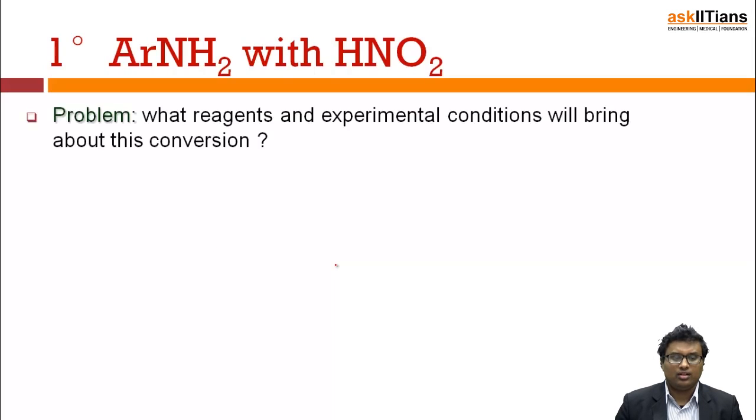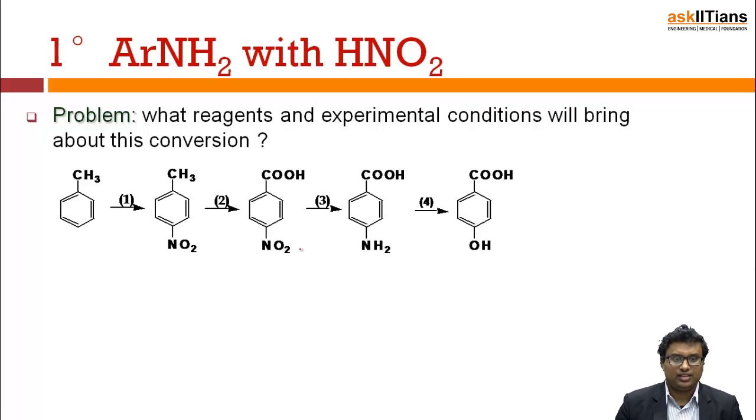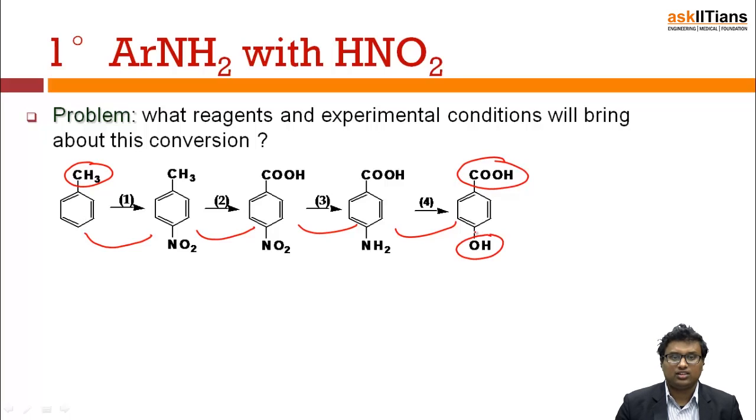So there is a problem here. What reagents and experimental conditions will bring about the conversion? For example, you have CH3, I should convert it into CH3NO2. CH3NO2 will convert into COOH and NO2. Then it converts into COOH and NH2, COOH and OH. So the important concept is that you can see here you have a methyl group and finally it can be converted into COOH and OH. That is the beauty of the reaction of your amines or aniline, for example, primary aniline with HNO2.